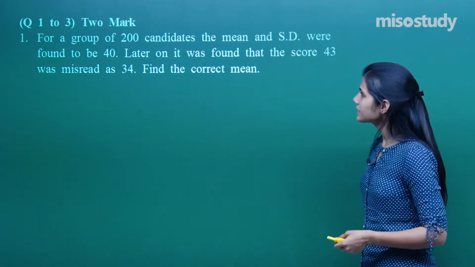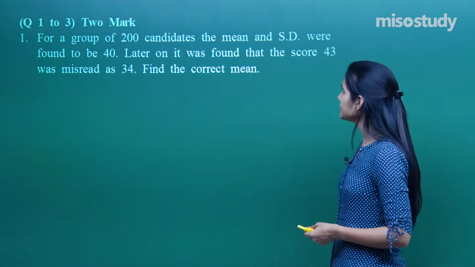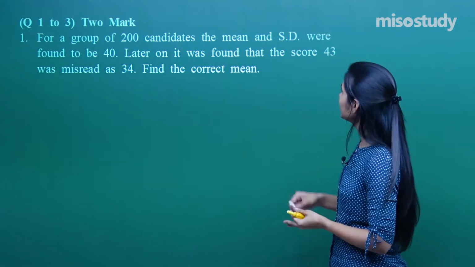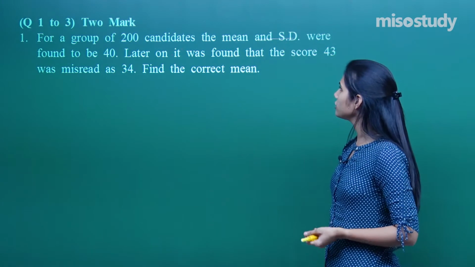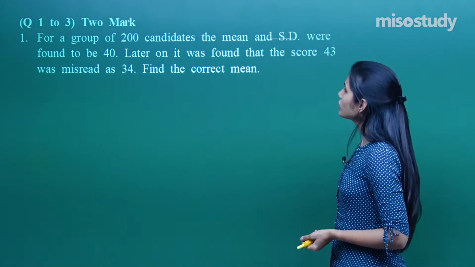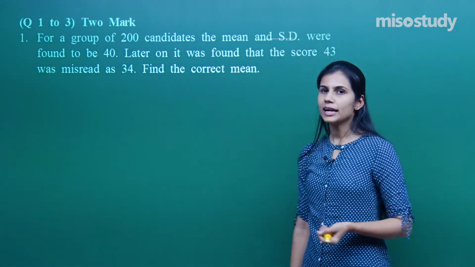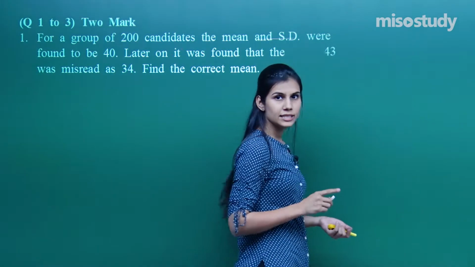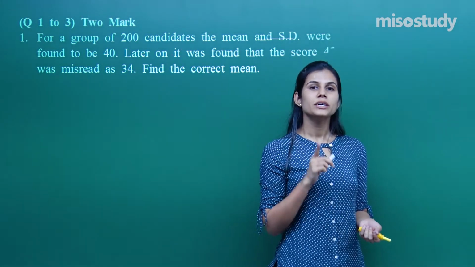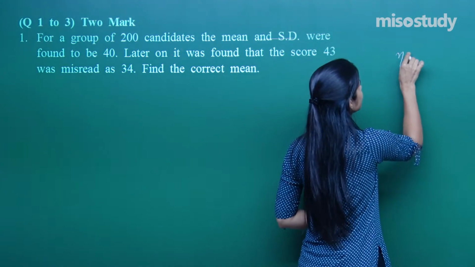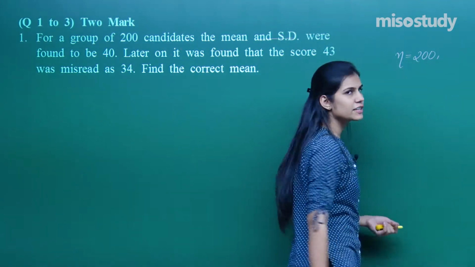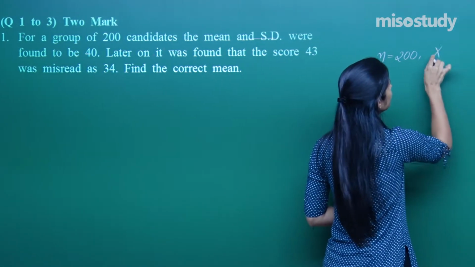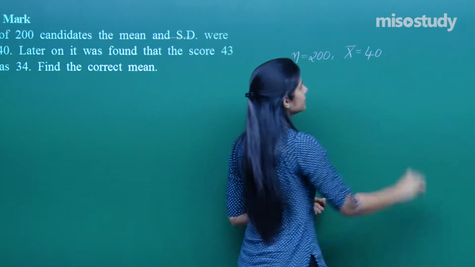First question for 2 marks says that for a group of 200 candidates, the mean and standard deviation were found to be 40. Basically, it's just the mean given, not the standard deviation. Later on, it was found that the score 43 was misread as 34. Find the correct mean. So, the group is of 200 candidates. That means the total number of observations given to you is 200. So, I will say N stands for total number of observations that is given to you as 200. The mean is 40.